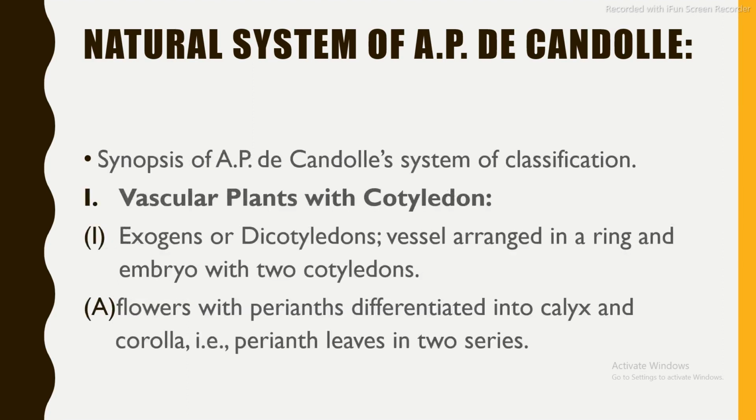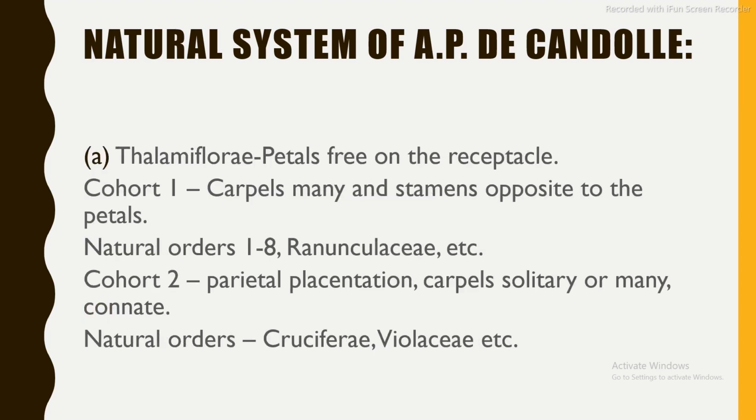Synopsis of A.P. De Candolle's system of classification. First includes the vascular plants with cotyledons, exogenous or dicotyledons, vessels arranged in a ring, and embryo with two cotyledons. It includes the flowers with perianth differentiated into calyx and corolla, perianth leaves in two series. Thalamiflorae, petals free on the receptacle. Cohort 1, carpels many and stamens opposite to petals. Natural orders 1 to 8.